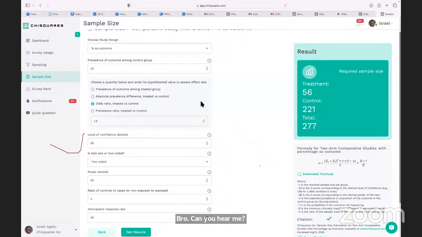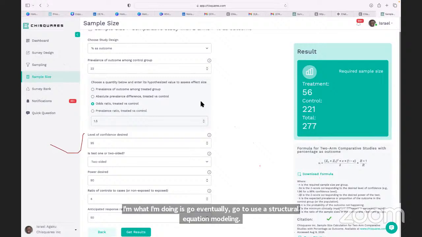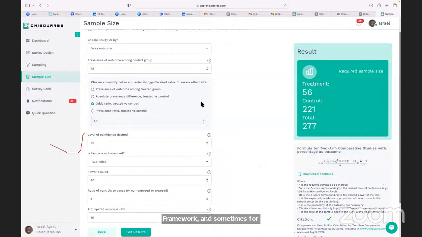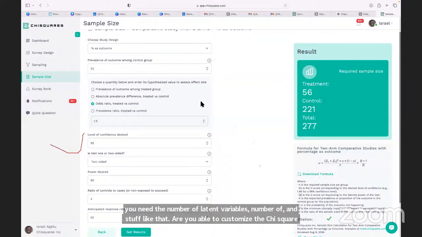I've actually done 2 surveys on the chi-square platform, which I'm yet to launch, because I'm also yet to calculate the sample space. What I'm doing is eventually going to use a structural equation modeling framework. Sometimes for that, in addition to the statistical power, you need a number of latent variables, number of observed variables, and stuff like that. Are you able to customize the chi-square sample size calculator for specific studies like that?